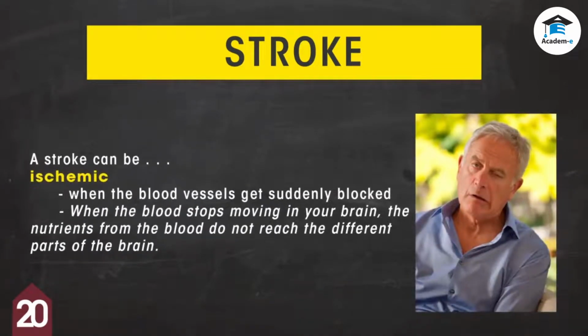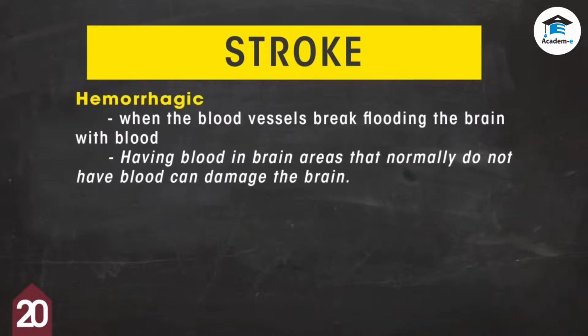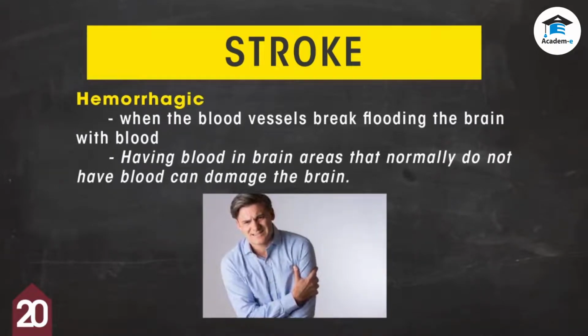A stroke can be ischemic when the blood vessels, passageway or roads of blood around the brain get suddenly blocked. It happens when the normal blood flow to and around your brain suddenly stops. When the blood stops moving in your brain, the nutrients from the blood do not reach the different parts of the brain. It can also be hemorrhagic when the blood vessels break, flooding the brain with blood. Having blood in brain areas that normally do not have blood can damage the brain.